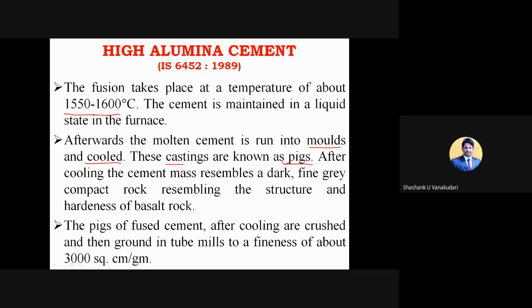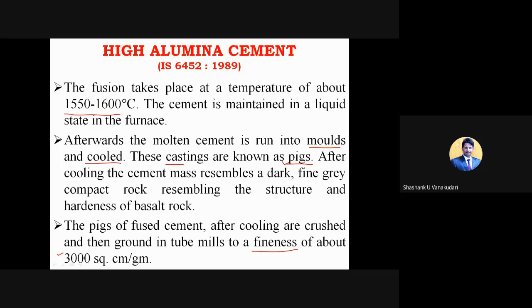And here the pigs of fused cement, after cooling, are crushed and then ground in tube mills to a fineness of about 3000 square centimeters per gram. Here the fineness is measured in terms of square centimeters per gram. For every gram, what will be the area of those particles? That is what they find out, and that is how they measure this fineness.